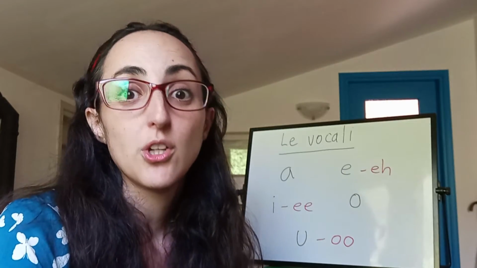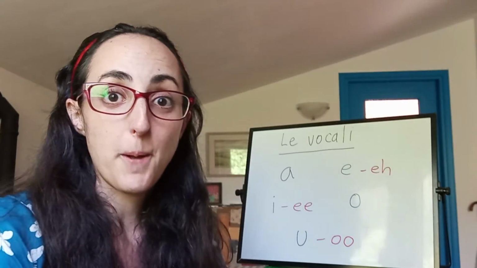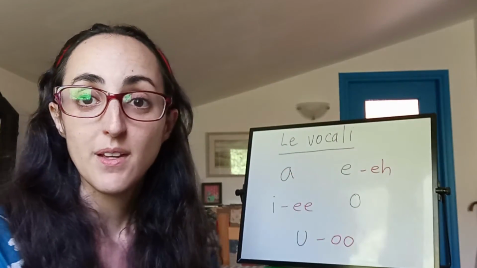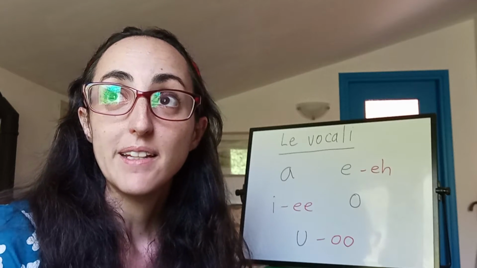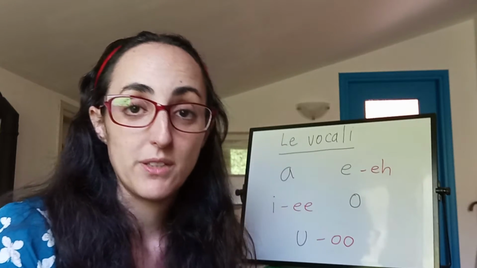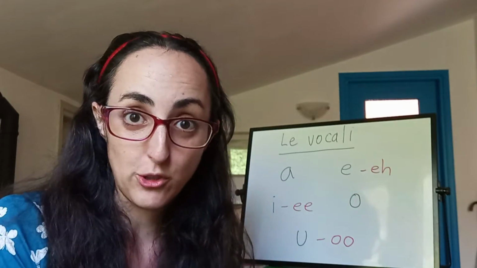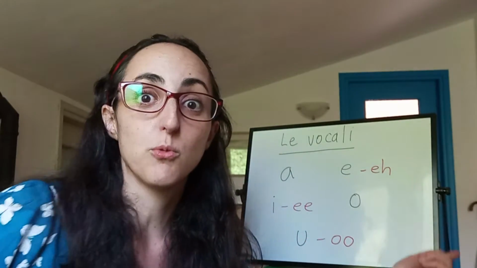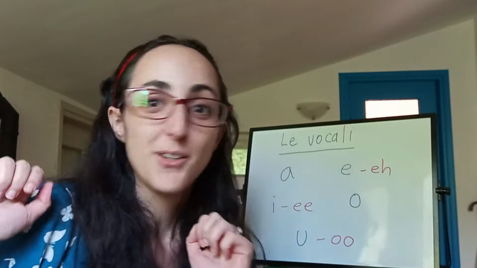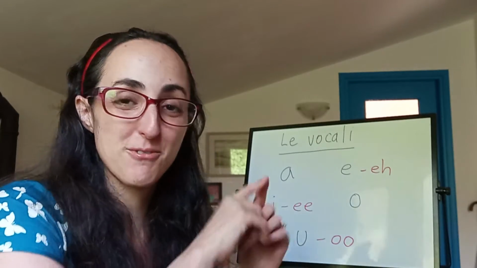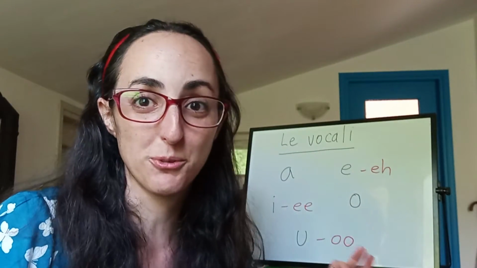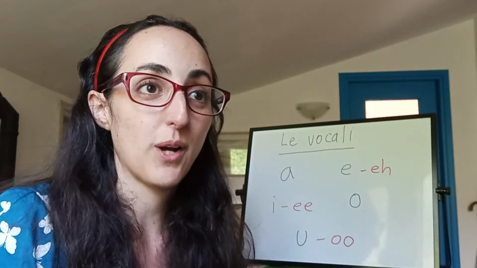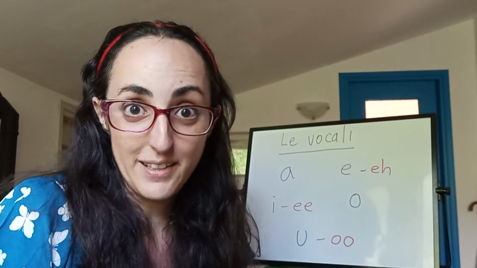So we're going to start with the most important letters, which are the vowels, le vocali. Because Italian is a phonetic language, which means that you have to pronounce all the letters. It's not like French, for example, where you have a super long word and you just pronounce a D or something like that. In Italian, if you have a lot of letters, you have to pronounce them all. So this is a first introduction for you to know how to pronounce them in Italian.